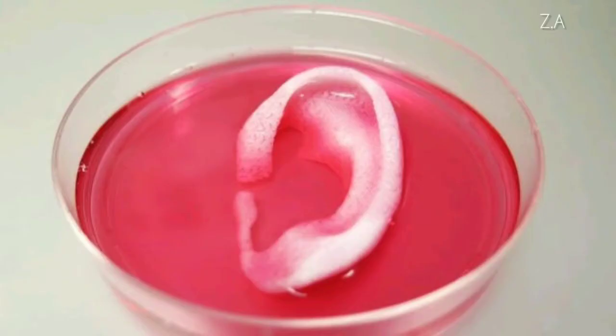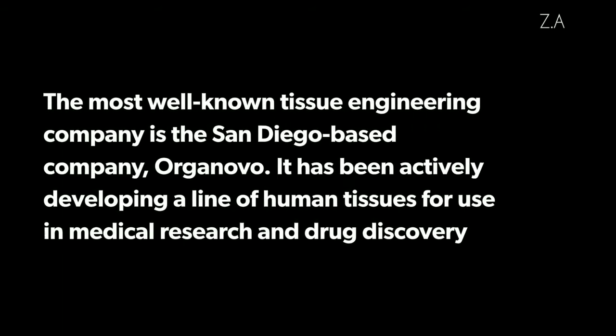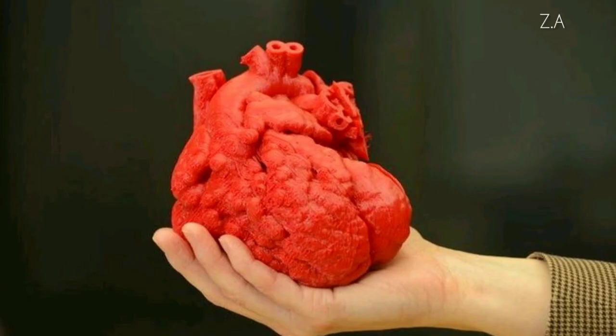As you all know, 3D bioprinting is the future, so many companies are emerging behind this technology. Some among them are CellLink, Aspect Biosystems, and Organovo. In this episode, let's talk about one among them. The most well-known tissue engineering company is a San Diego-based company called Organovo. It has been actively developing a line of human tissues for use in medical research and drug discovery. These include both normal tissues and specially designed disease models. They are also working on the development of specific tissues for use in clinical patient care.